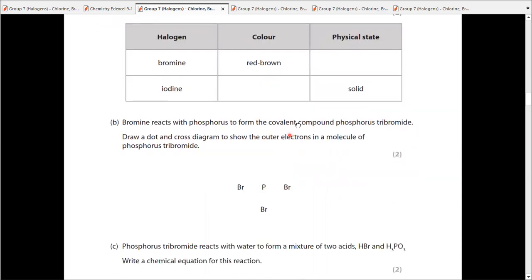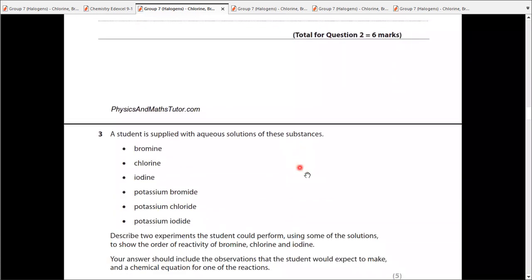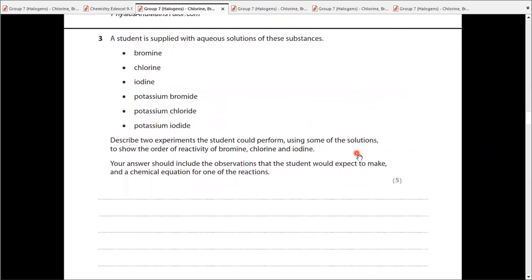Okay. Let's leave the dot and cross diagram behind. This is not what we are supposed to do in this portion. Also this.